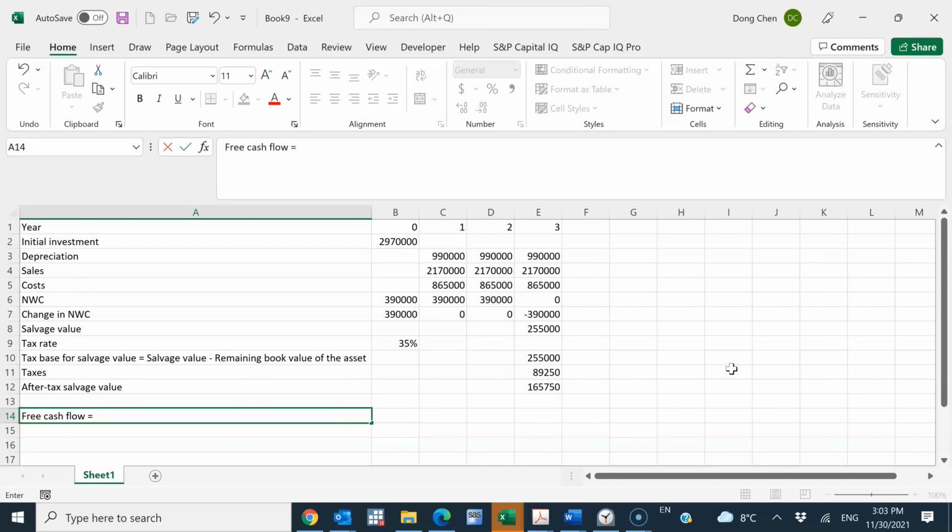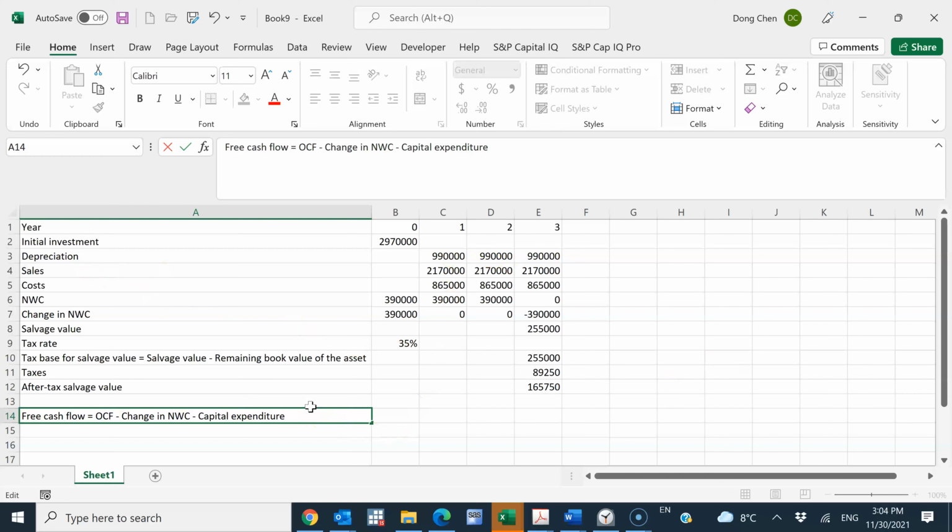But if I write down the formula for the free cash flow, we should start from operating cash flow. And then we do 2 adjustments. One is to deduct the change in NWC. And we have done that part of the calculation already. And the second adjustment I need to do is to deduct capital expenditure. So that refers to the investment.